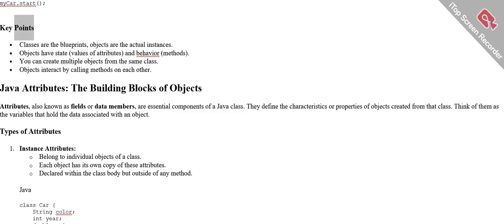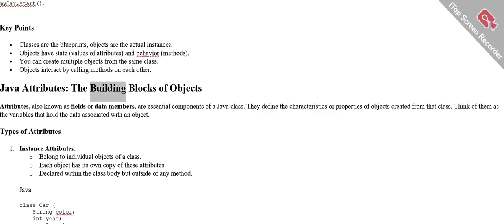Key points. Classes are the blueprints, objects are the actual instances. Objects have state, values of attributes, and behavior, methods. You can create multiple objects from the same class. Objects interact by calling methods on each other.